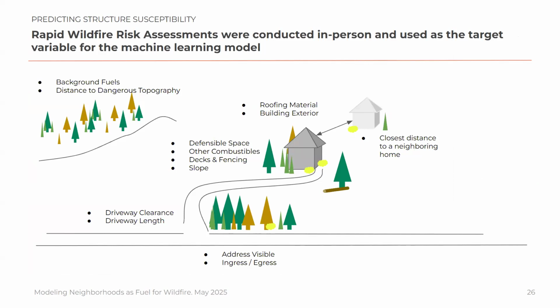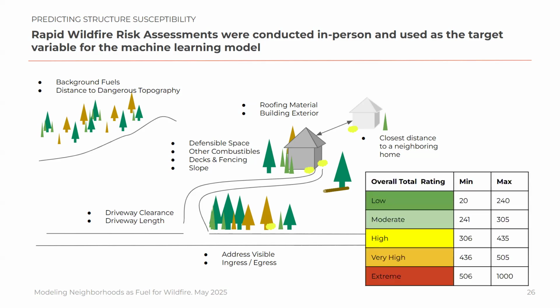So the rapid wildfire risk assessment collects 13 features of homes. What happens is a car drives by on the road and they stop at the driveway and they try to determine a little bit about the contextual fuels and topography of where the house is. They also have a few features on the bottom here about the driveway and the address that determine how easy it is for someone to evacuate or how easy it is for firefighting resources to access the home. They also collected some information on defensible space, including the slope right at the home. They collected a little information on the home hardening, and then finally the distance to a neighboring home. Each of those features is scored, and the final score produces a total overall rating of low, moderate, high, very high, and extreme. So these are the ratings that we were trying to predict in the model.